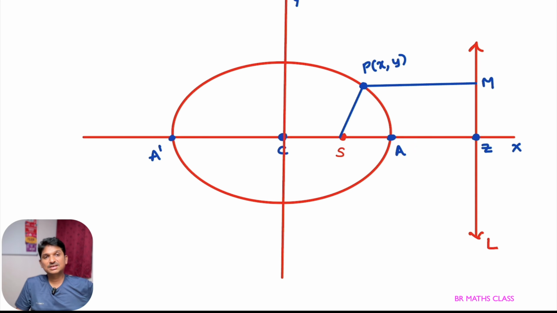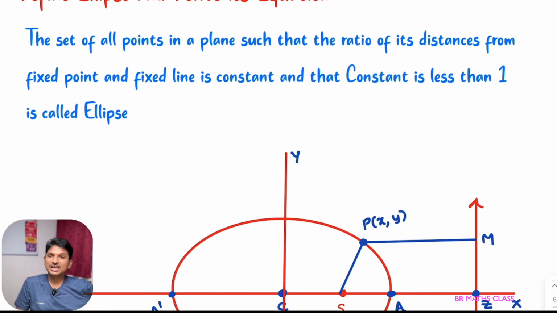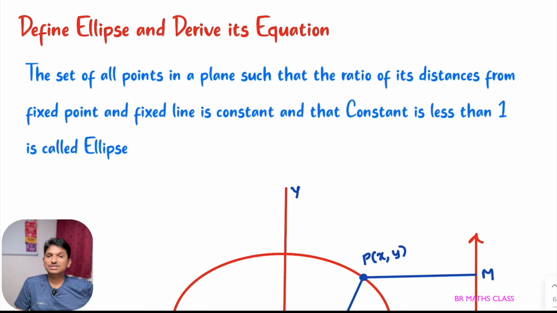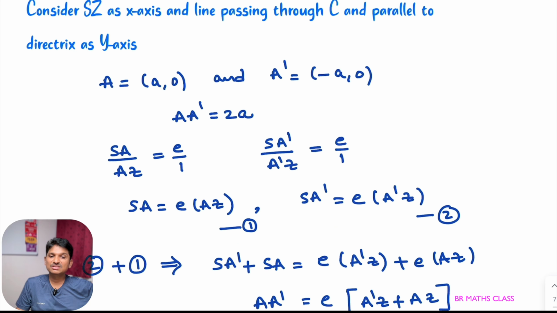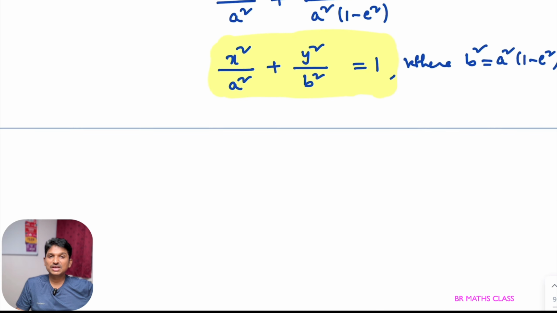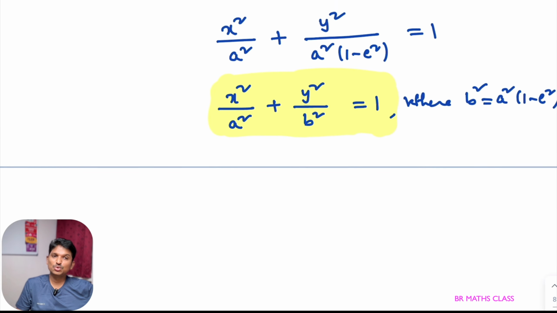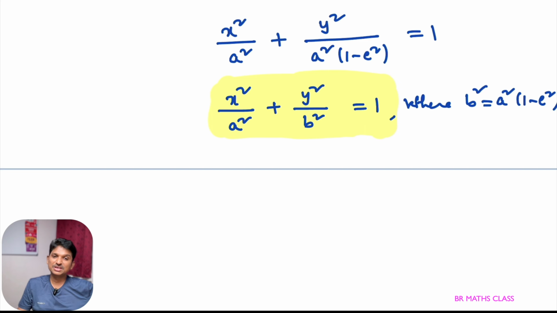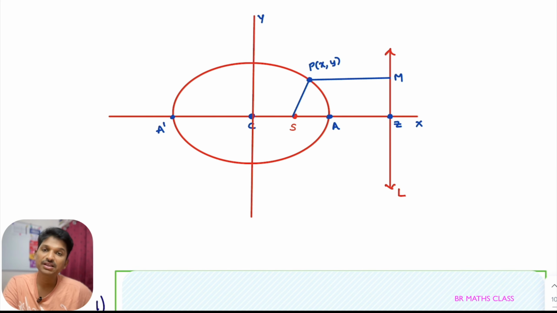But the point is, this class is all about define ellipse and derive its equation. So this is the definition of ellipse, and the derivation gives x square by a square plus y square by b square equal to 1. This is the equation of ellipse. Very important things, formulas related to standard form of ellipse, what we will discuss in this video, are very important to solve exercise problems related to ellipse.